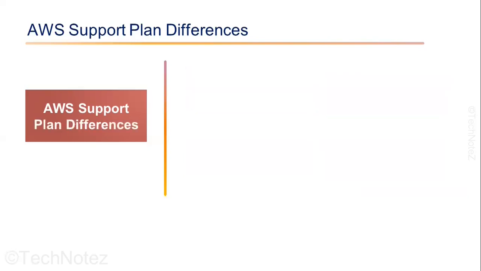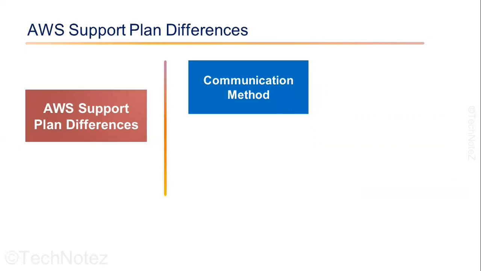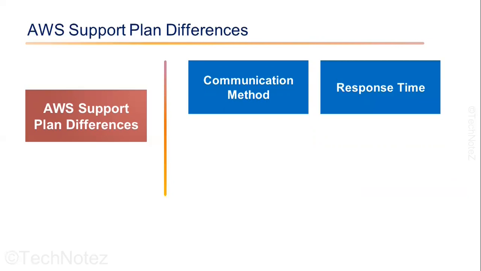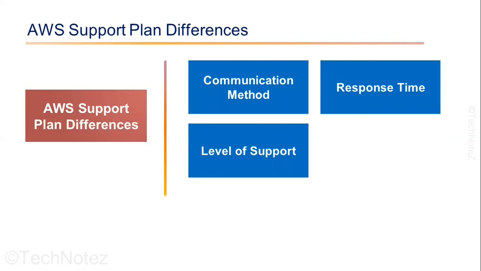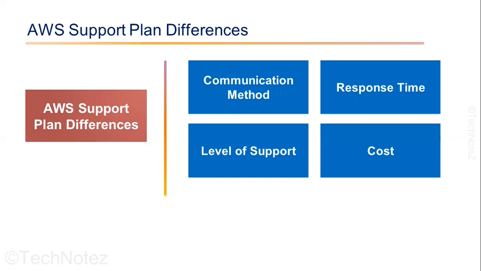So we need to understand the difference between the different support plan tiers available, and it really falls into four key areas. The first is communication method, which means how you can communicate with the AWS support engineers. Response time, which means how early you expect AWS to respond to your queries. And then we have the level of support, which means up to what level of support you want AWS to offer. And then we have the cost. So based on the response time and level of support, AWS charges the cost of the support services. So let's talk about the different types of support services offered by AWS in more detail.